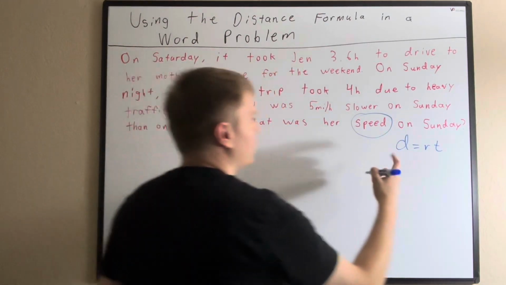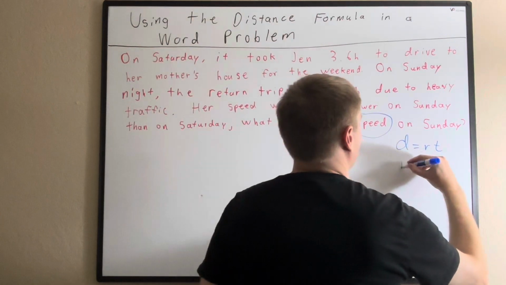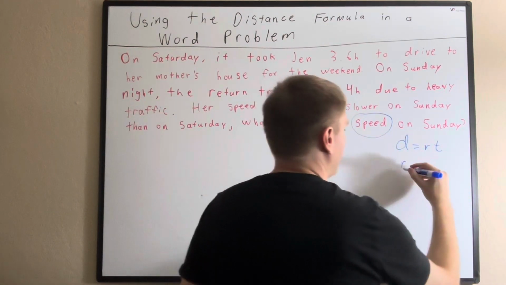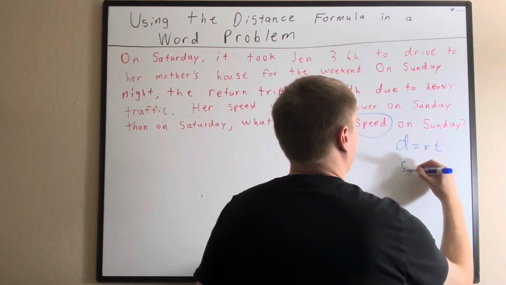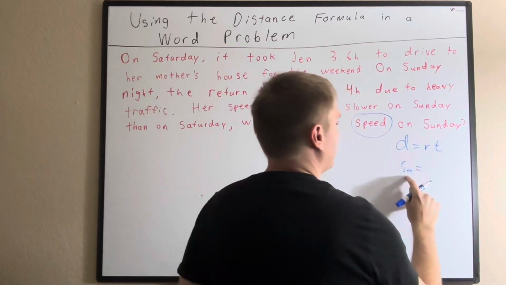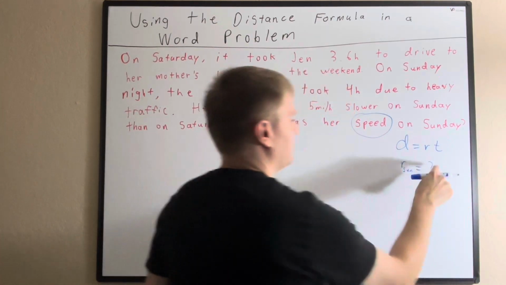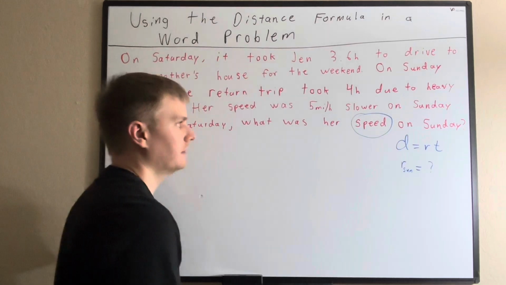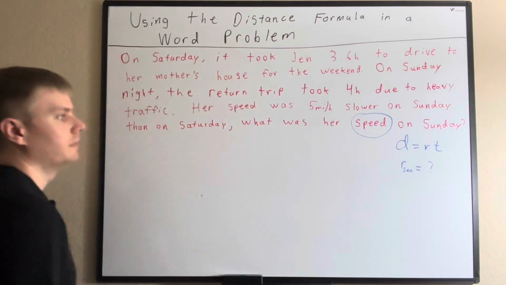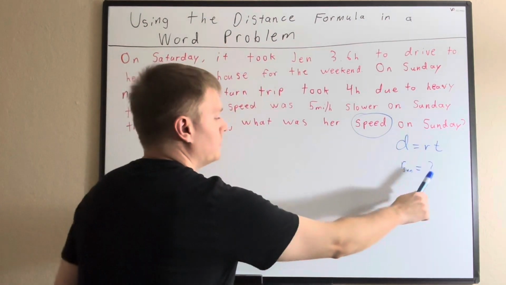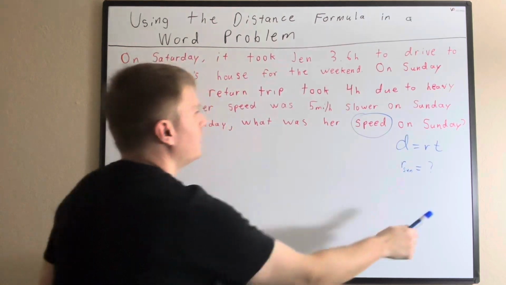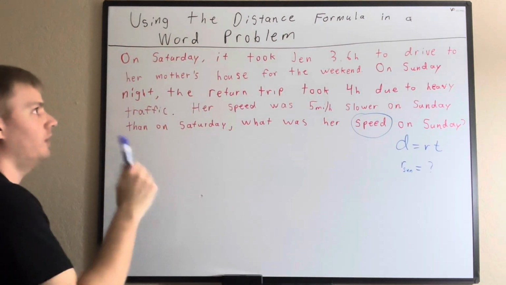So what we're solving for is the speed or the rate on Sunday. So R sub sun is what we're searching for, with a little question mark there. That's what we want to know. But what do we already know?